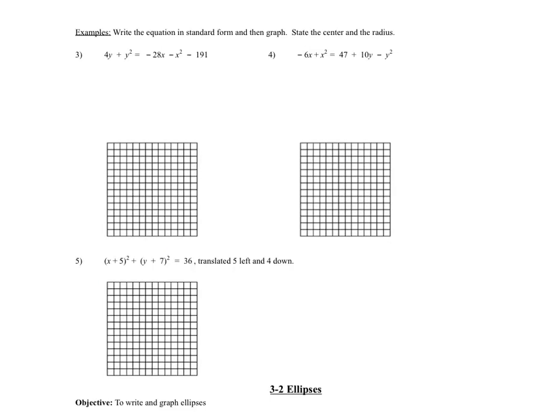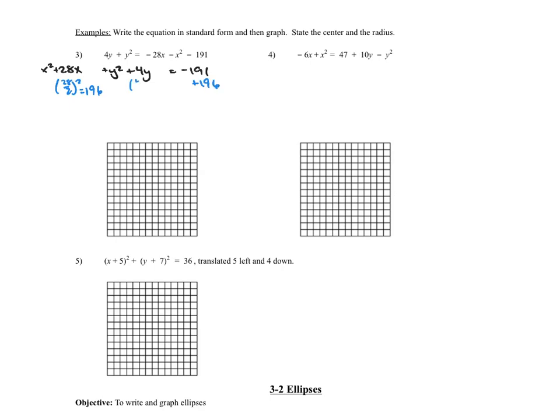All right, so now we're going to go ahead and write the equations in standard form and then graph them, which means that we are going to have to complete the square several times. So I'll start by writing x squared plus 28x plus y squared plus 4y equals negative 191. If we look at the 28, 28 divided by 2 squared is 14 squared, which is 196. So we'll add 196 here.